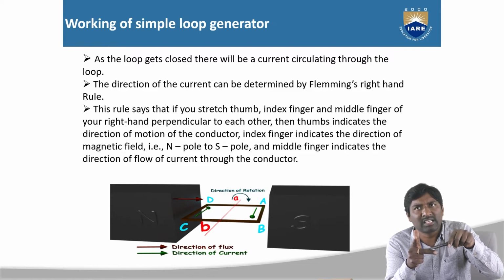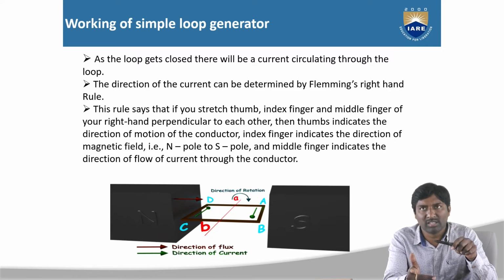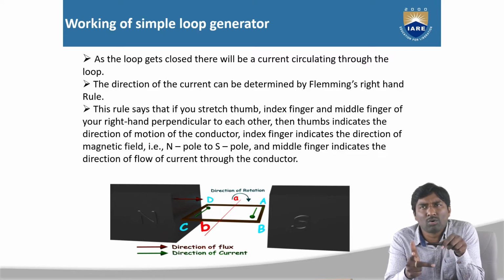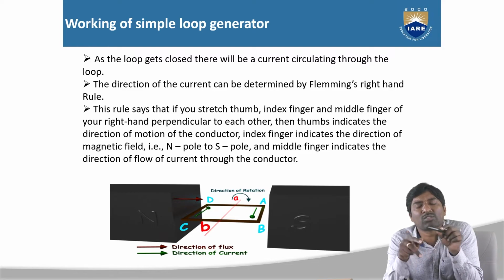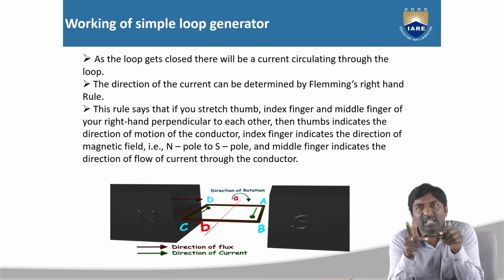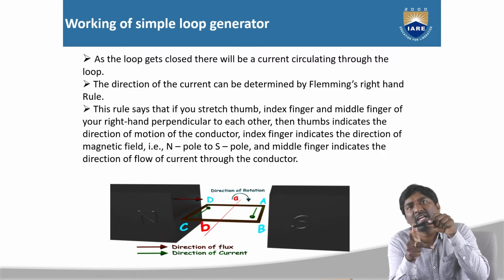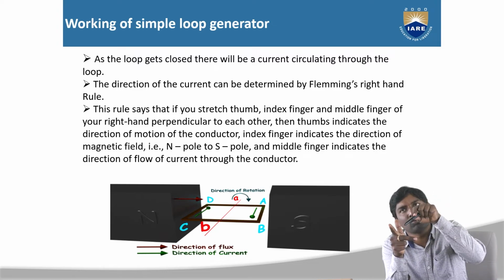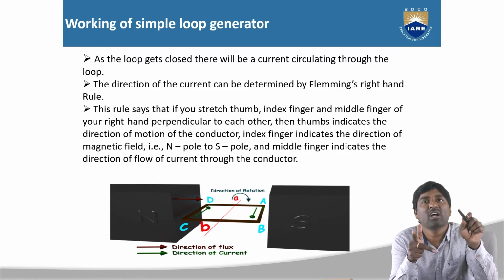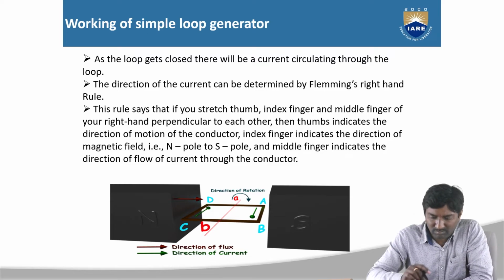The field direction is from the north pole to the south pole, as you can observe in this space. The middle finger indicates the direction of flow of current through that conductor. So I am putting these three fingers perpendicular to each other, and each finger indicates one quantity.